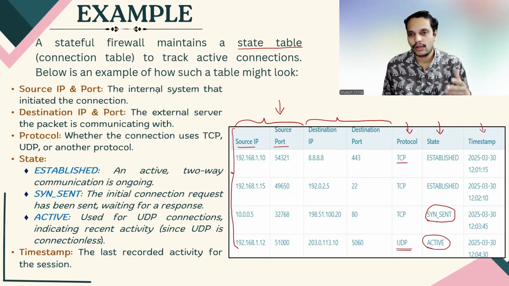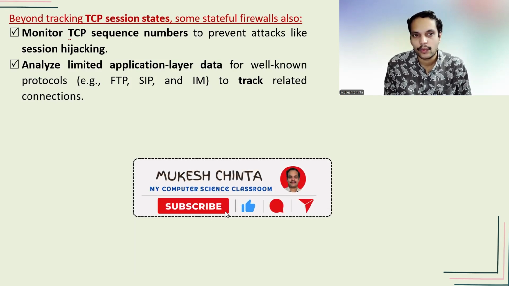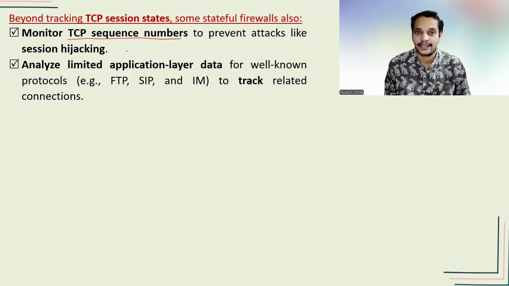Now, not just these things, beyond tracking the TCP session states, some of the stateful firewalls can also monitor the TCP sequence numbers, which are used to prevent attacks like session hijacking. And also, they are able to analyze limited application layer data, not very much, but limited application layer data for well-known protocols such as FTP, SIP, and the instant messaging to track related connections.